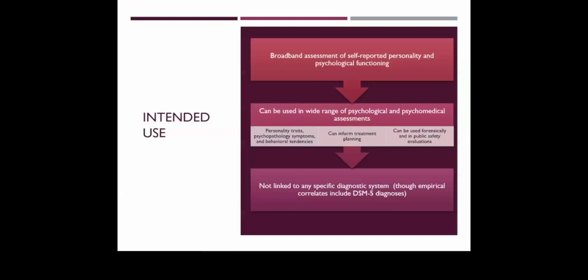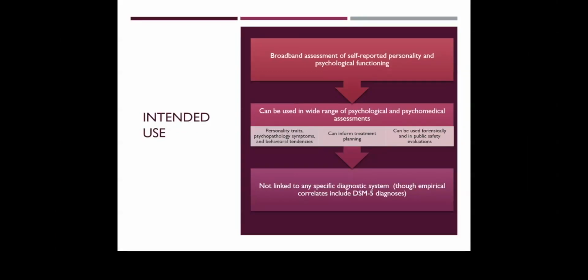The intended use of the scale is to be just a broadband assessment of self-reported personality and psychological functioning, and it can be used in a wide range of psychological and psychomedical assessments, according to the manual. So it is meant to measure, again, personality traits, but also psychopathology symptoms, behavioral tendencies. It is useful in assessment, but also could inform treatment planning, and has been used not just in standard clinical settings, but also in more potentially forensic legal settings, and also in public safety evaluations.